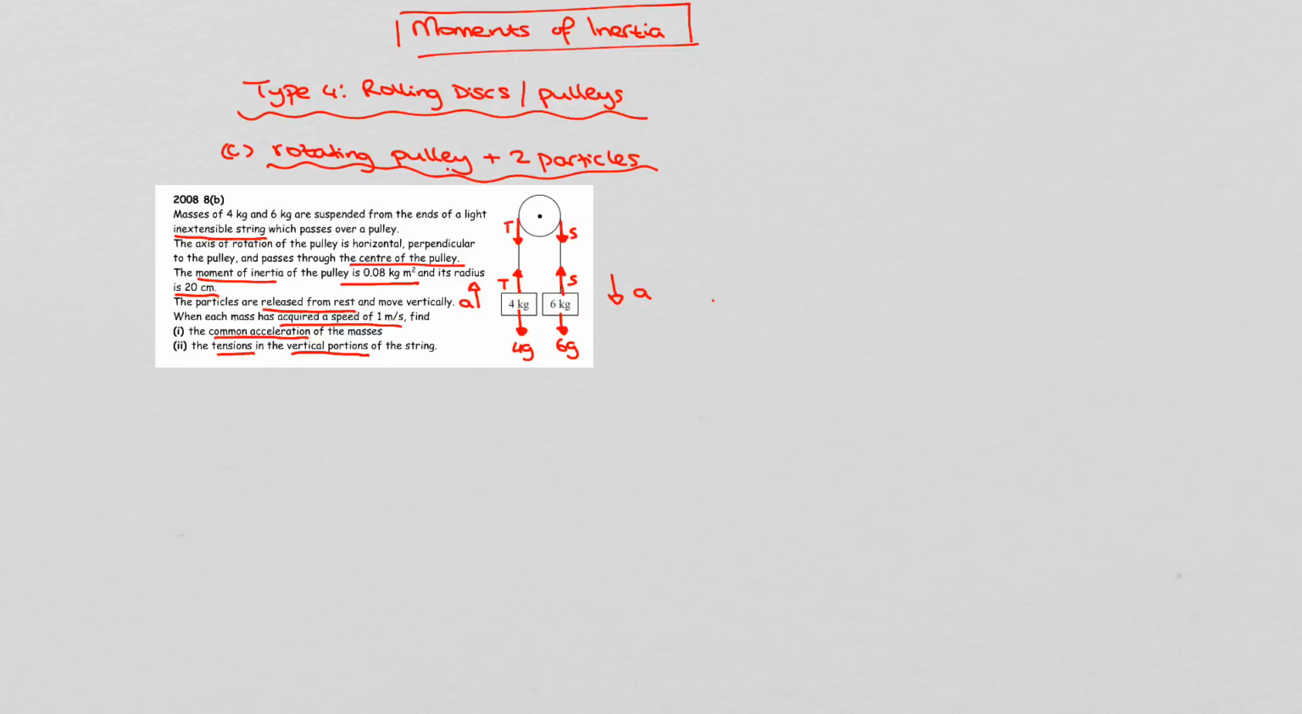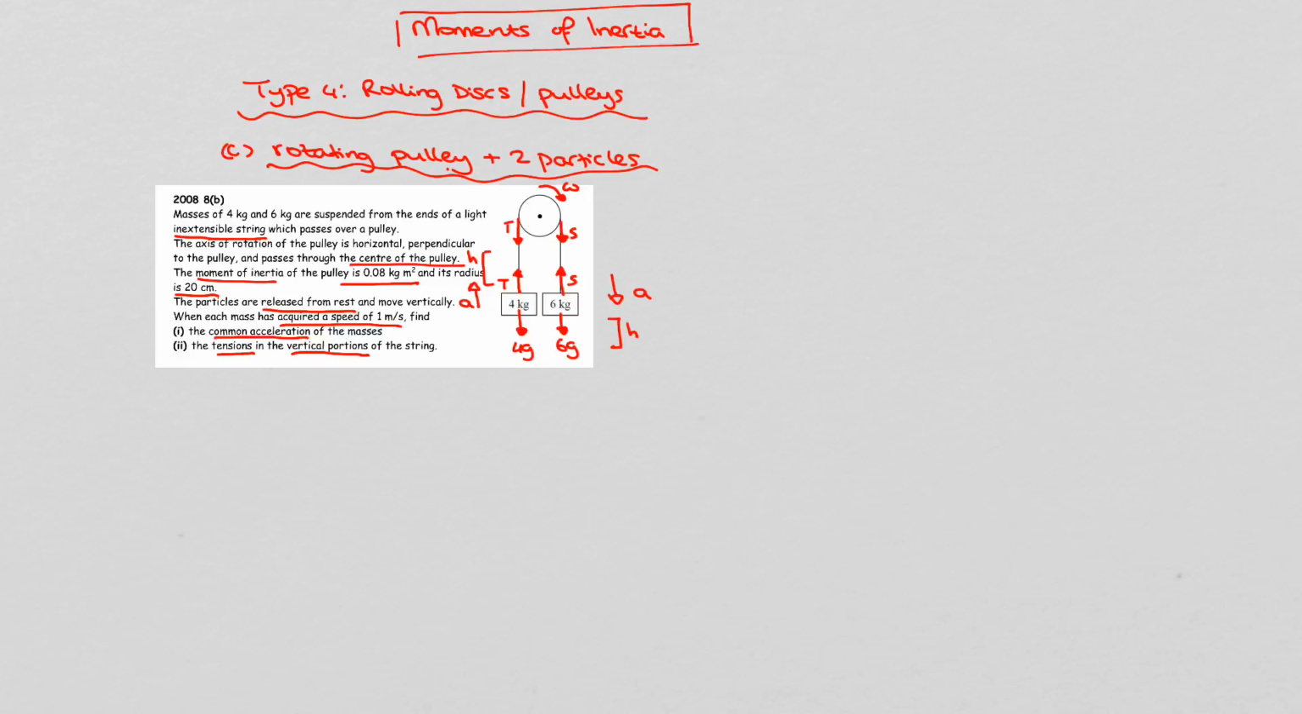The pulley is going to have angular velocity, while the particles will only have linear velocity. As one is falling down, the other is going to rise. So if one falls down a distance of h, the other is going to rise by that same distance. Because they're moving in opposite directions, one will have a change in potential energy in the opposite direction to the other, so we'll have to apply a negative sign to one.